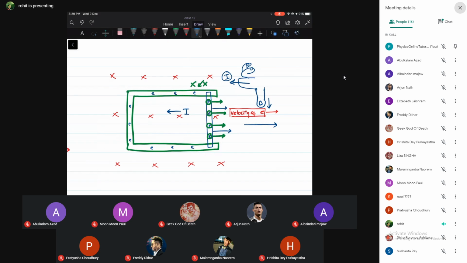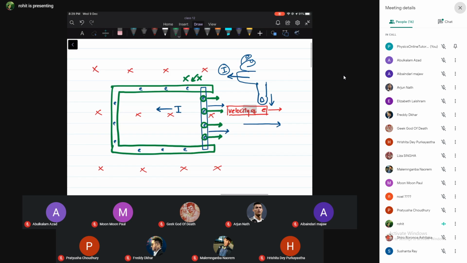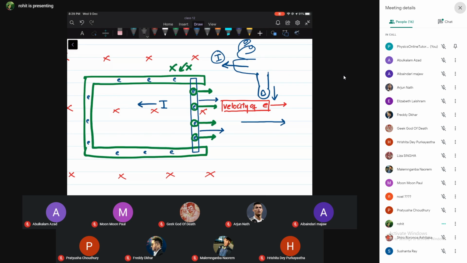If your thumb is pointing down, that means the electrons are forced to go down, because we are finding the direction of force on the electron, okay. And I can easily tell you now, if the electrons are forced to go down, what will be the direction of induced current? The direction of induced current will be this, because wherever the electrons are forced to move, that is the direction of induced current. That's why the induced current is going to go up like this.